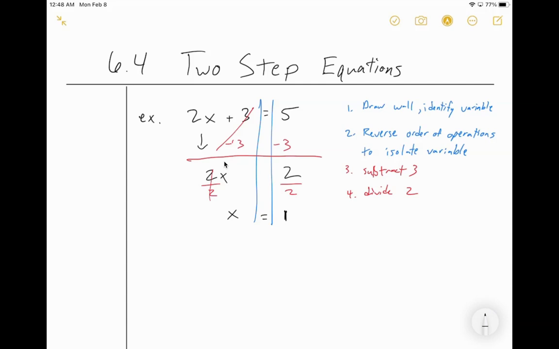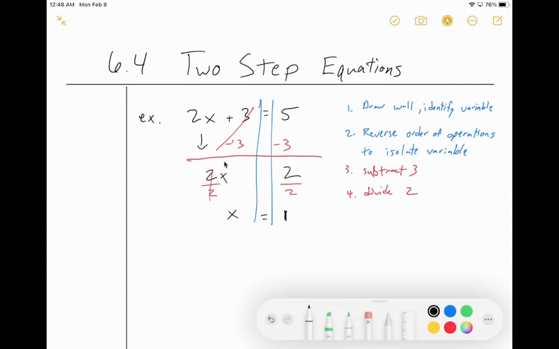Okay, so first I drew my wall, identified the variable. Then I did the reverse order of operations to isolate the variable, which means I need to subtract the 3 and then divide the 2. Okay, so again, normally in order of operations, we divide first and then subtract. We do the reverse, subtract and then divide.